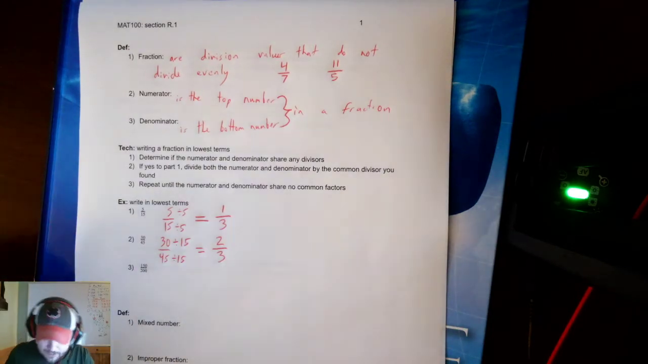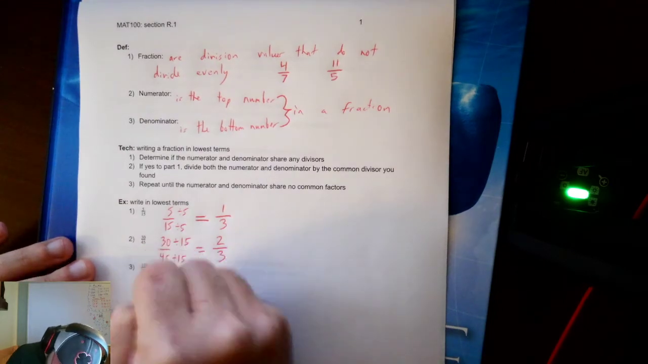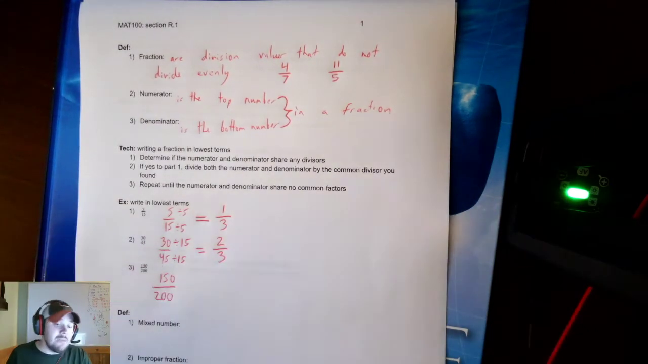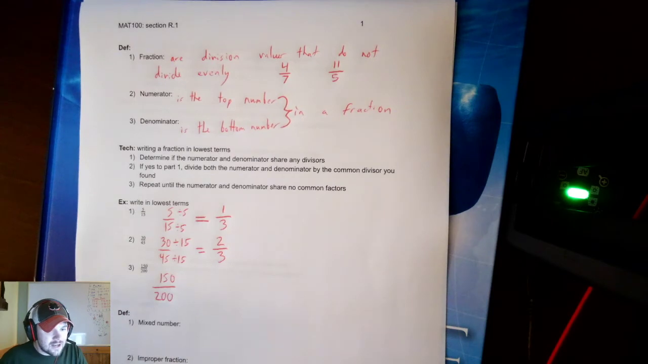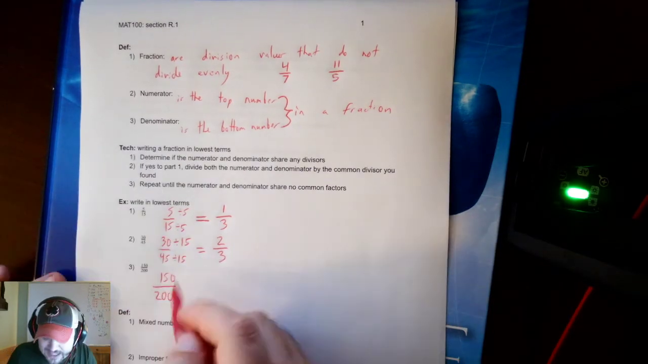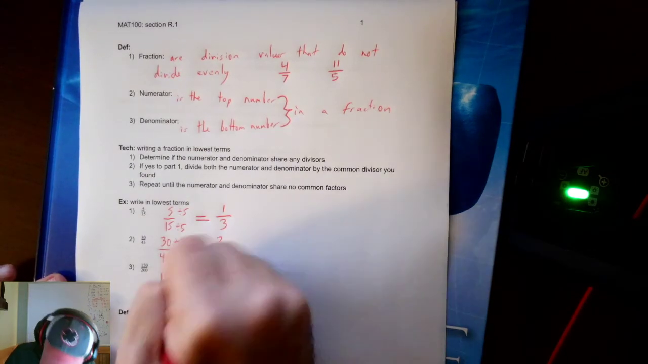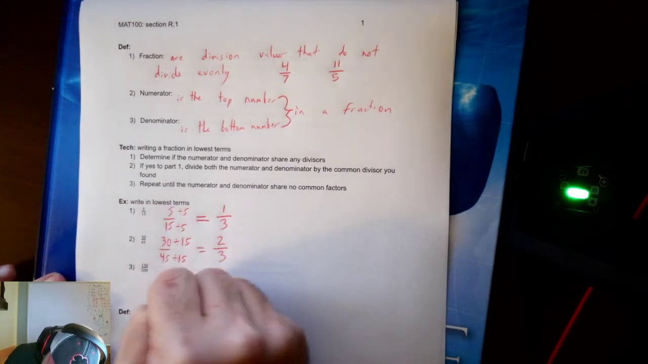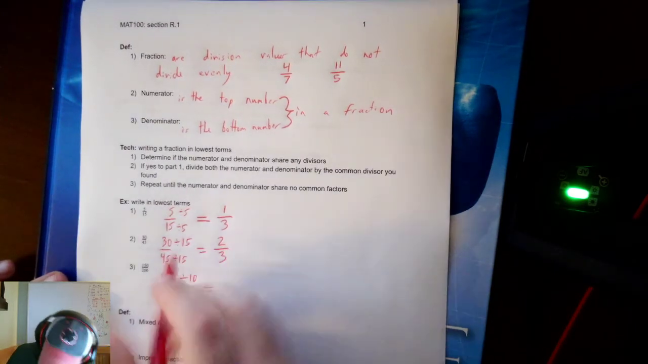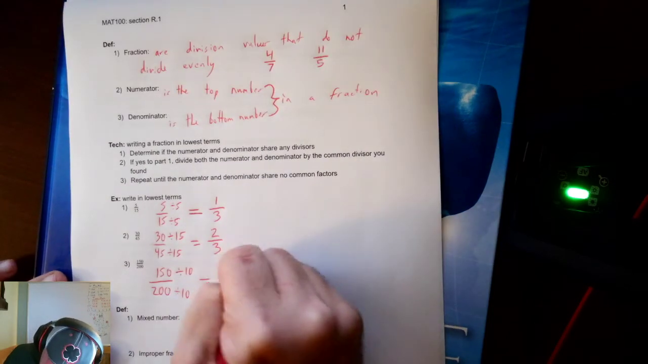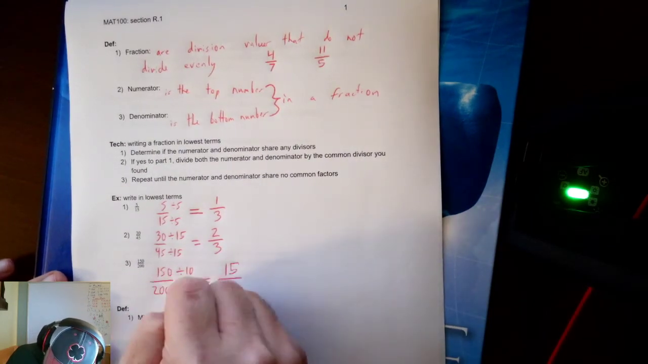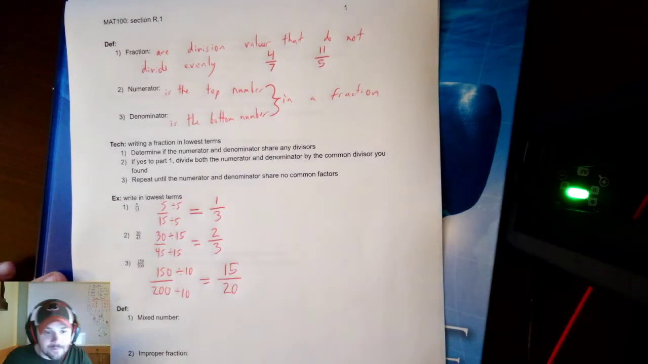Now, in the last example, 150/200, maybe we don't see the largest number that divides it. 50 does divide both of those numbers and would be the largest number. But maybe you don't notice that right away. But maybe you notice that 10 divides both. They both end in 0, right? They're both divisible by 10. So I'm going to divide both by 10. 150 divided by 10 gives me 15. 200 divided by 10 gives me 20.